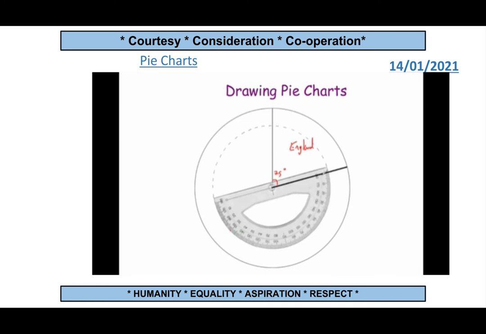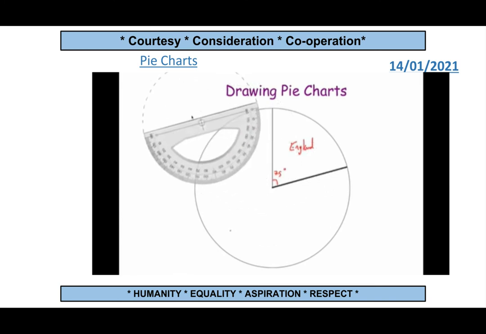Once you've got that point, bear in mind I use the outer scale, not the inside scale, because that one started from 0. Draw your line in. Okay, and then that angle is going to be 150, and that is the segment for Wales done.